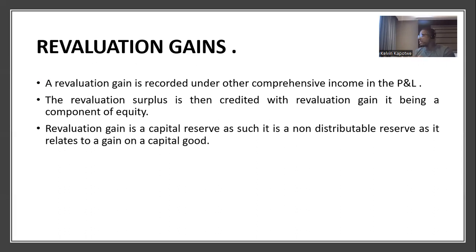Okay, so now let's get to understand this. A revaluation gain is a capital reserve. As such, it is non-distributable. It is a non-distributable reserve as it relates to gain on a capital good. Why is a revaluation reserve or a revaluation gain not distributable?